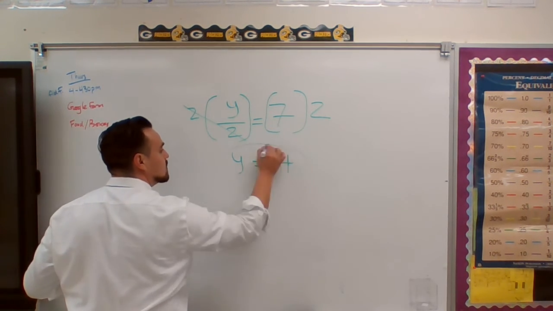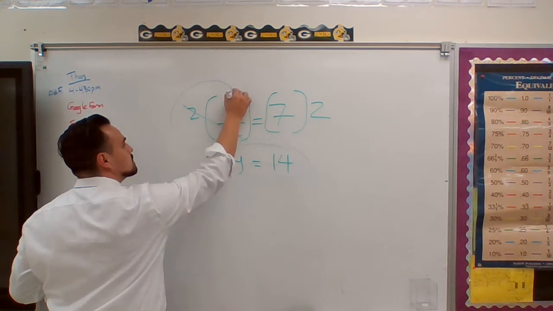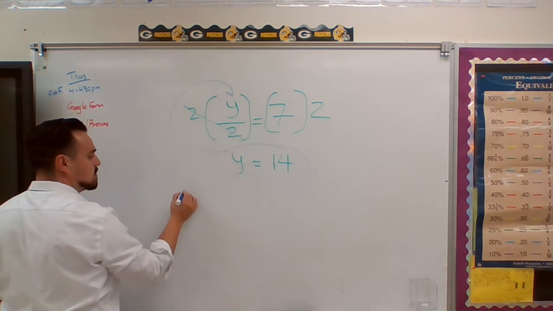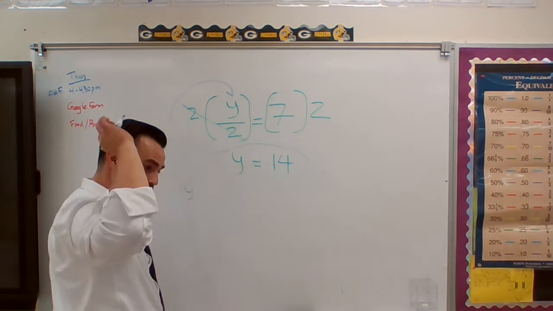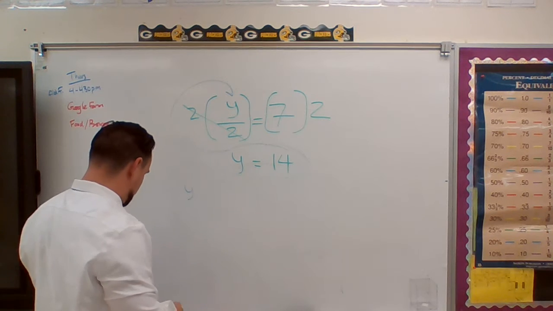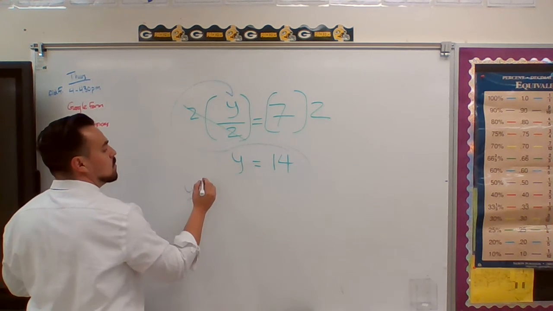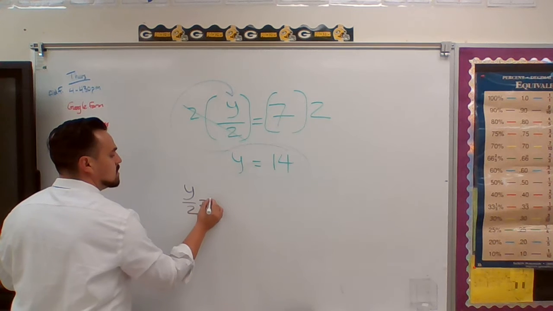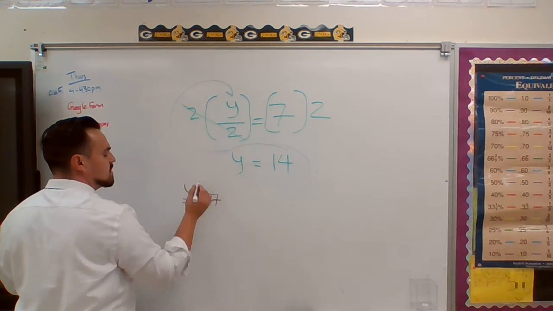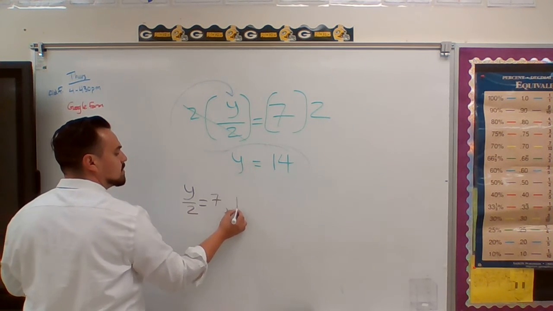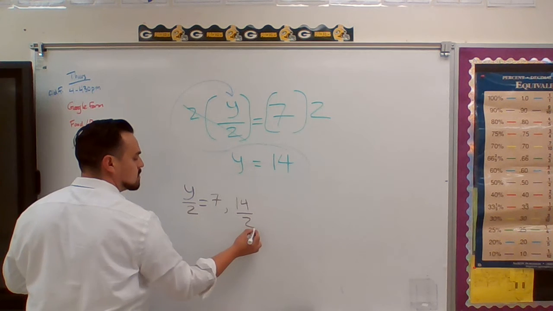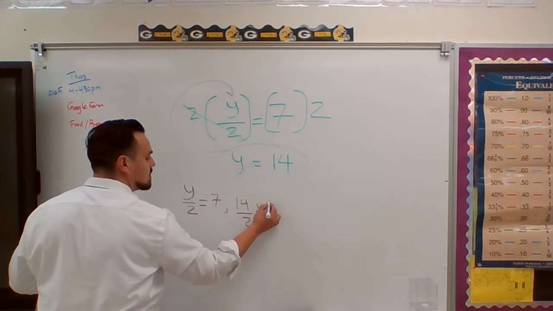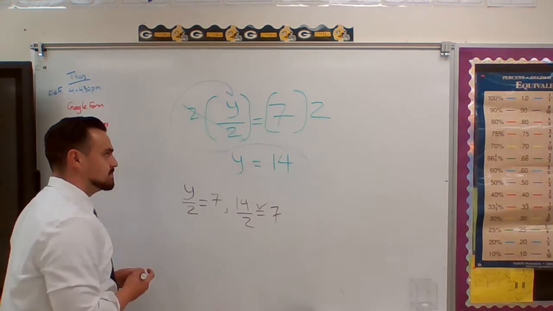Another interesting bit here is you can always go back and check your solution by plugging in your answer into the original problem. So the original problem was y over 2 equals 7. Well, if I plug in 14 for y, I'll get 14 over 2, which is indeed 7.